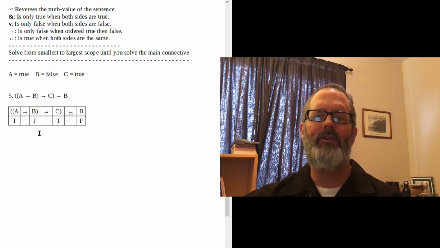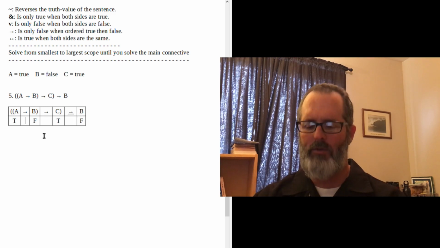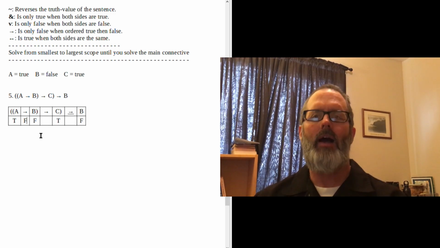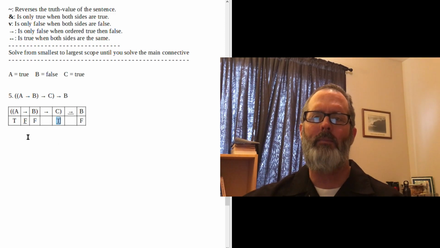I'm comparing these two values, right? A conditional is only false when ordered true then false. So what is this value? False. I underline it because that's how I like to work. So this value replaced those two. So now I'm comparing this conditional value to this value under C. I'll underline the values I'm comparing to try to make it clear.